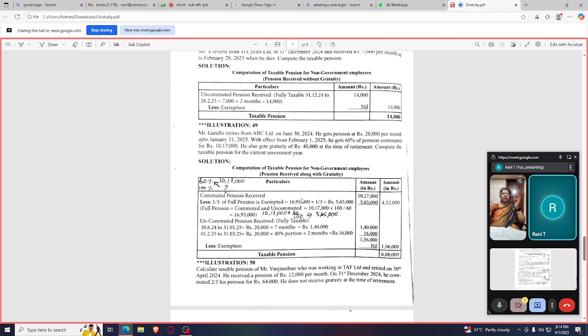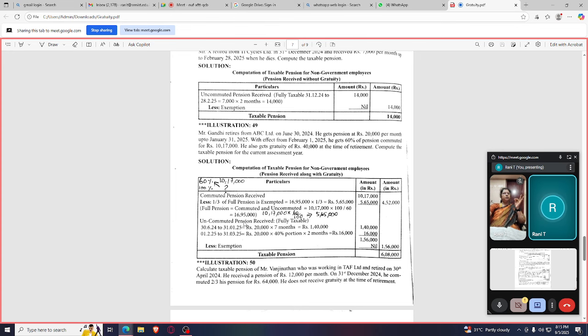16,95,000, and 1 by 3 of the full 16,95,000 commuted pension, you get 5,65,000. What is written here is wrong, so you need not go through this calculation. So this is how we have to find out. You get 10,17,000 minus 5,65,000, so it becomes 4,52,000. Next, the second part is uncommuted pension.